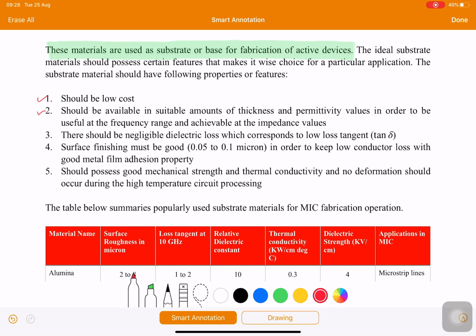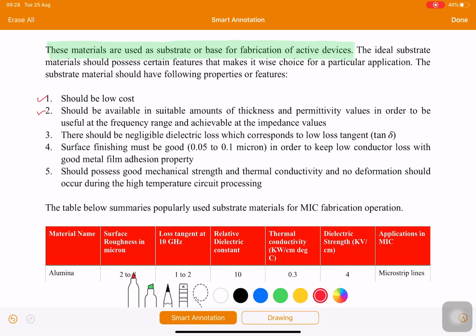The substrate material which we are going to use in the circuit should be available in a variety of different thickness values, because this variable thickness availability is going to help us achieve the impedance matching properties also. So this is an important property that the substrate material should possess.